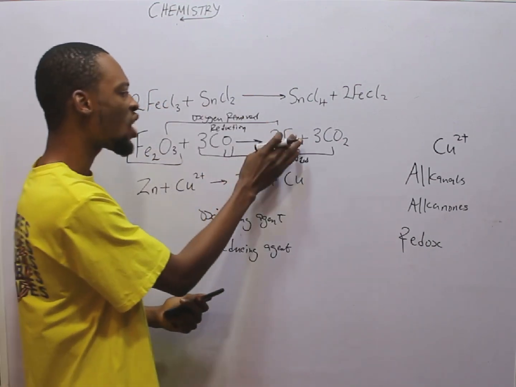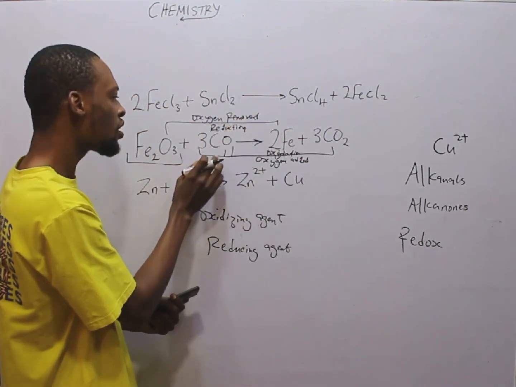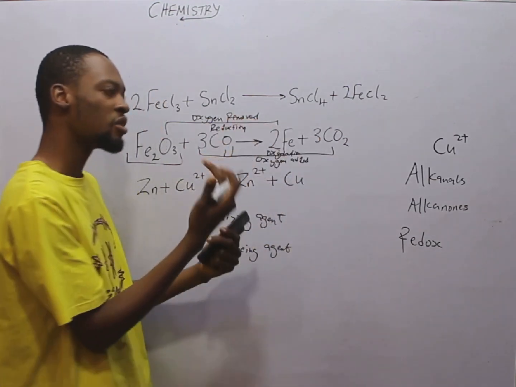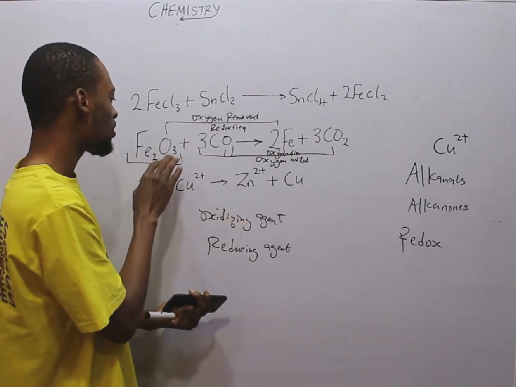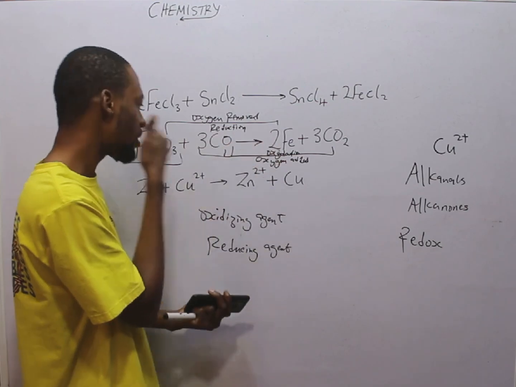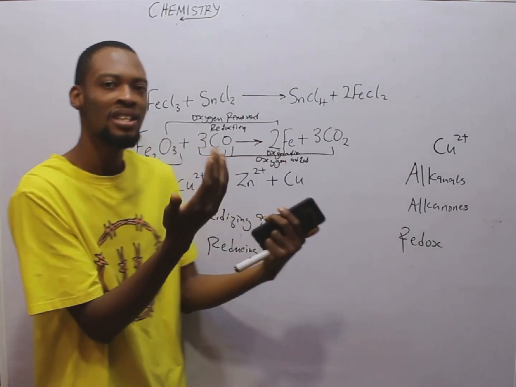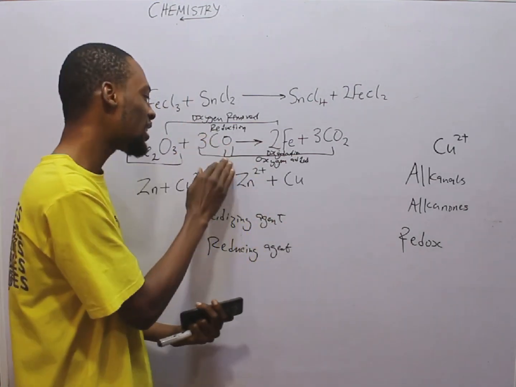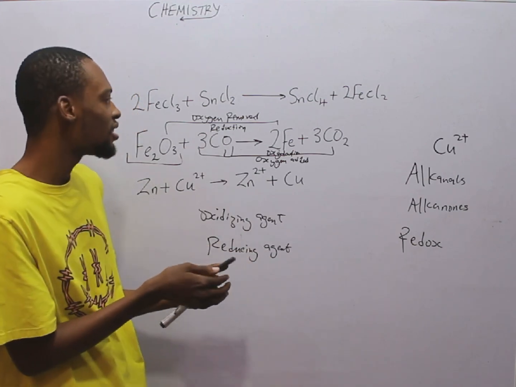In this case, addition of oxygen and removal of oxygen is our concern. So from here to here, oxygen is removed, it is reduction. From here to here, oxygen is added, it is oxidation. So this one is reduced, this one is oxidized. Now the one that is reduced is the oxidizing agent, and the one that is oxidized is the reducing agent.